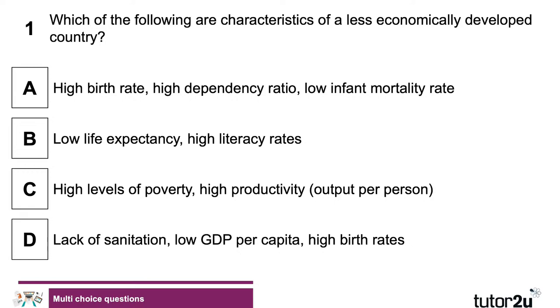And the answers are coming through. There seems to be a nice consensus. Let's check the answer with Jim on the production desk. The answer is indeed D, lack of sanitation, low GDP per capita, and high birth rates. Something like 1.5 billion people in the world still do not have access to basic sanitation. Open defecation in the streets is a huge issue in many countries, many cities, particularly, of course, in the areas where infrastructure is not catching up with urbanisation.